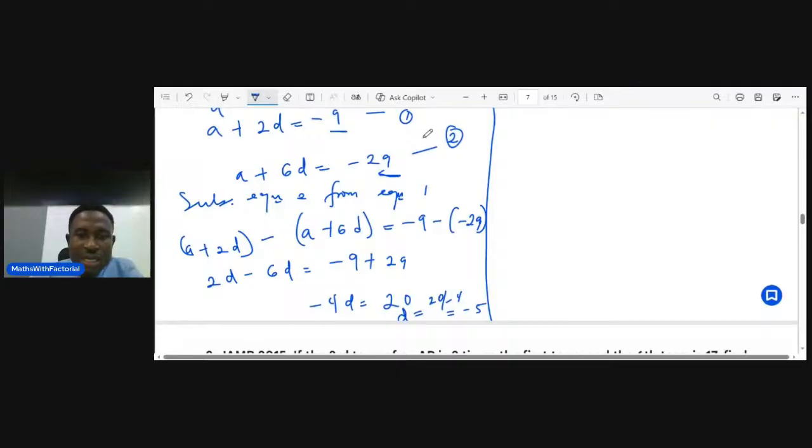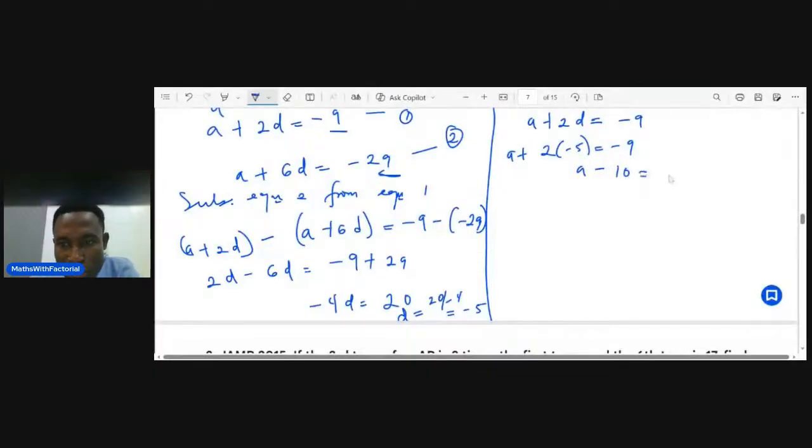So now let's move on. Now let's calculate our a. Now that we have our d, it's easier to get a. Just use any equation. Let's say we want to use the first equation, which is a plus 2d equals to what? Minus 9. I'll be very fast now because we need to solve some questions too. So substitute, it will now give you a plus 2 times your d, which is minus 5, equals to minus 9. So a plus 2 times minus 5 is what? Minus 10 equals to minus 9.